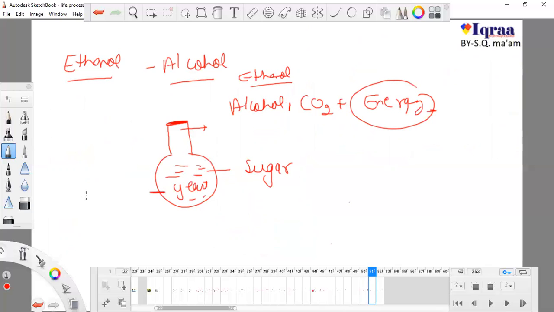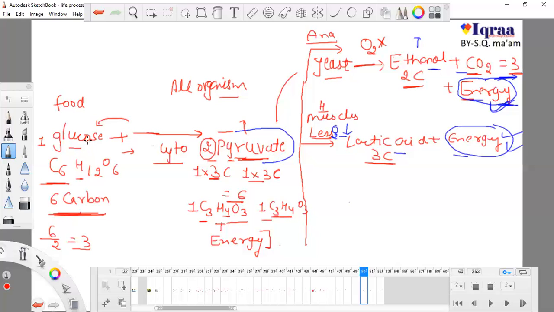Pyruvic acid is formed by each and every type of organism, and whatever you eat is a form of glucose. I just took the example of glucose. Other than glucose, you can use fat, protein or starch. I'm not using vitamins and minerals, because vitamins and minerals never give you energy. Remember that. They just help to conduct various types of reactions.